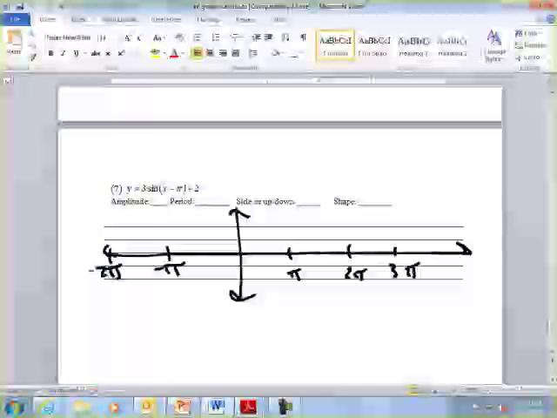Amplitude. 3. Period. 2 pi. 2 pi divided by b, and b is 1. Shifting. Up 2 and to the right pi. Shape. Middle, up, middle, down, middle.